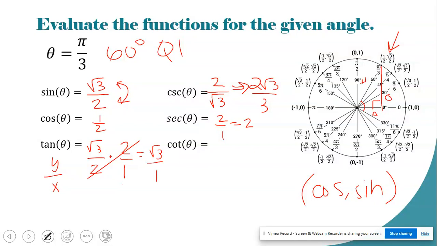Now, if we know tangent, we also know cotangent, which is the reciprocal of tangent.